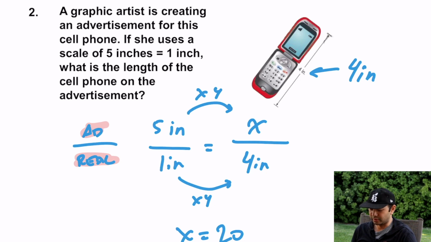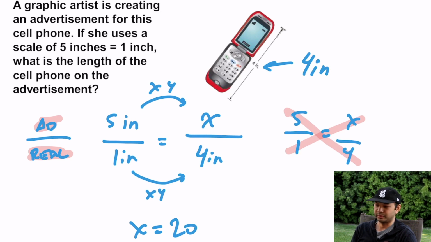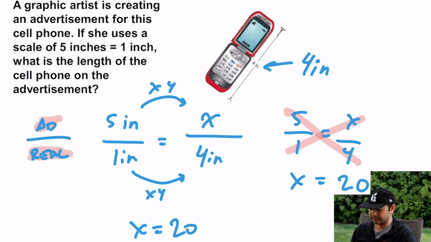You could have also done cross multiplying like you have done in the past. So if you wanted to do cross multiplying, 5 over 1 equals x over 4, you would cross multiply this way. So 1 times x is just x, 5 times 4 is going to be 20. And then especially for these, do not forget the units. I know they both say inches, but it's very important that you put the inches. So length of the cell phone on the advertisement is going to be 20 inches. Okay, maybe not a billboard, maybe just like a big print ad or something.